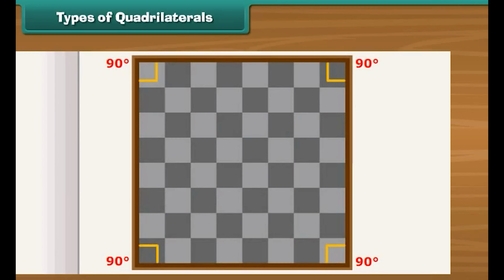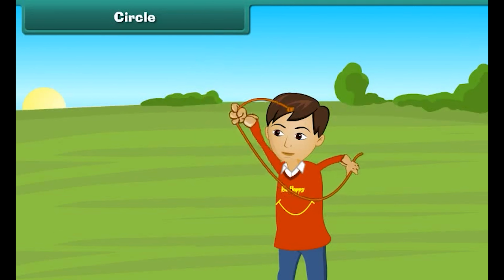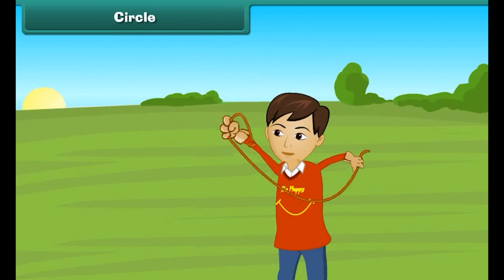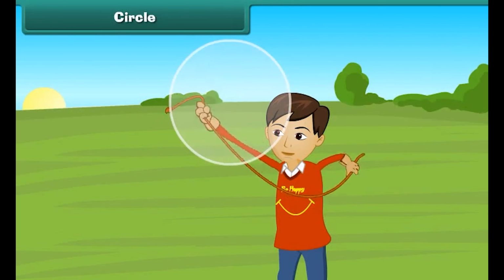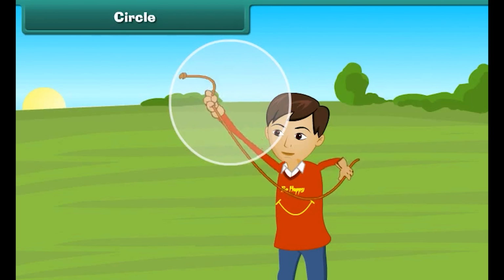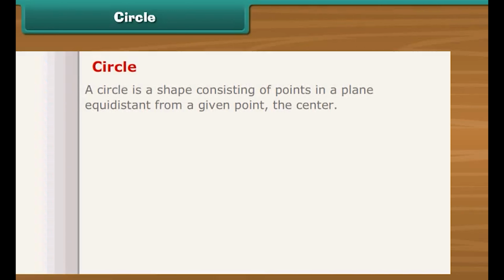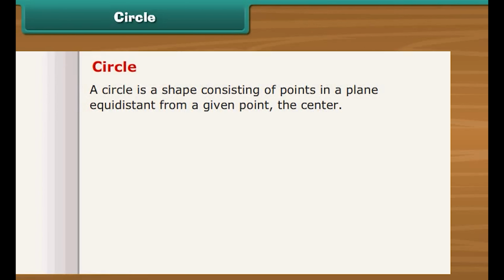Hey friends, do you enjoy playing chess? Look at the chessboard. It is square in shape. Look what Sahil is doing. He is rotating the rope in the air. What shape is the knot at the end of the rope forming? It is circle. A circle is a shape consisting of points in a plane equidistant from a given point, the center.